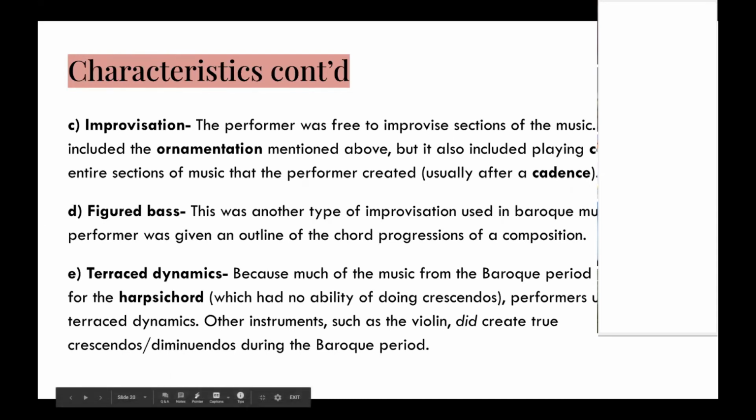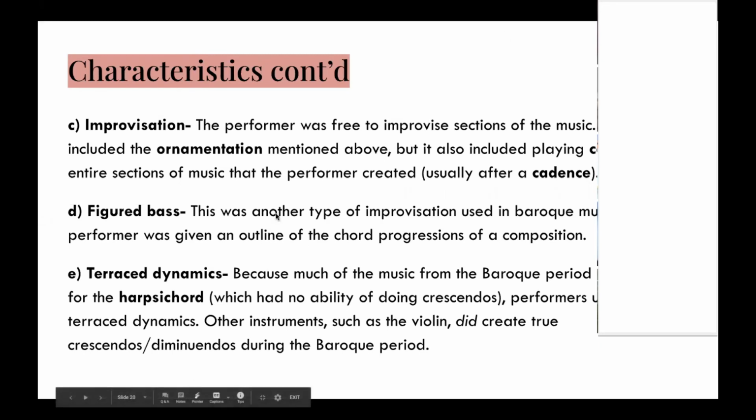Okay, D is called figured bass. This is another type of improvisation in Baroque music, and the performer was given an outline of the chord progressions of a composition. You guys know what figured bass is. It's basically the Roman numerals. If you write out those Roman numerals, it's much easier than writing out the whole chord, and that's what people use to improvise stuff.